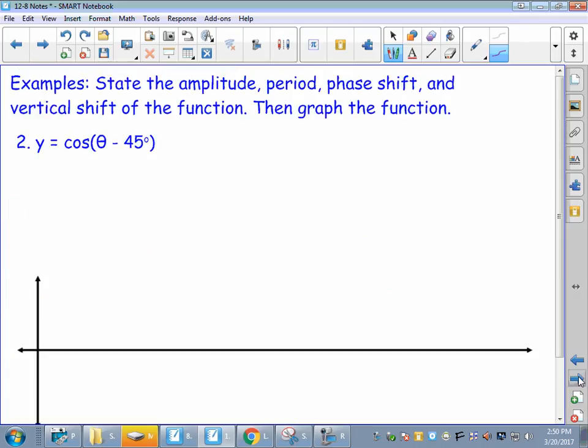Okay, next example, I'm going to show you a phase shift. So again, very simple as far as the other parts. Amplitude is 1, period is 360, and there is no vertical shift. But the phase shift is 45 degrees right. It's a positive 45 degrees, even though it looks like a minus.